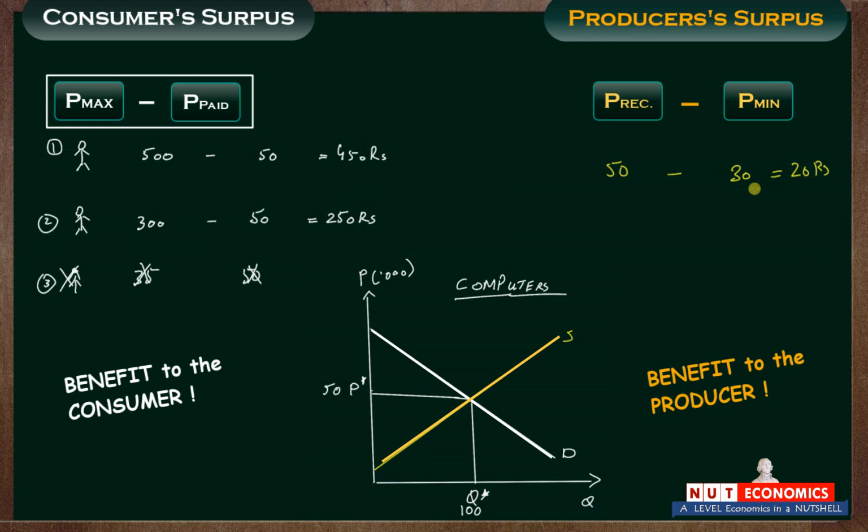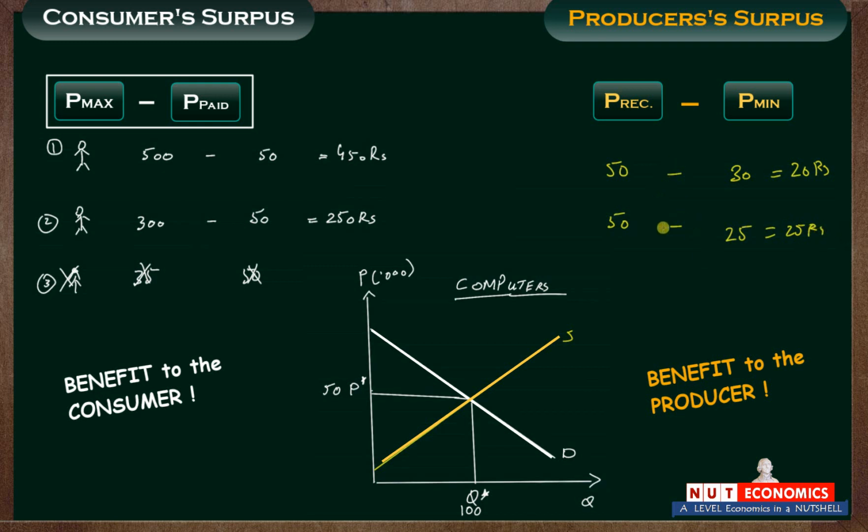Now there might be another guy next door who is willing to sell a computer at a minimum price of 25 even. Maybe he owns the shop instead of sitting in a rented shop, so his costs are lower and therefore he can afford to sell this computer even at a price of 25,000. This guy will also again get the actual price of 50. So the difference of 25 is going to be his producer surplus.